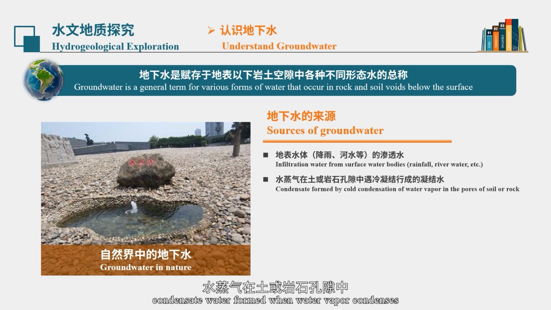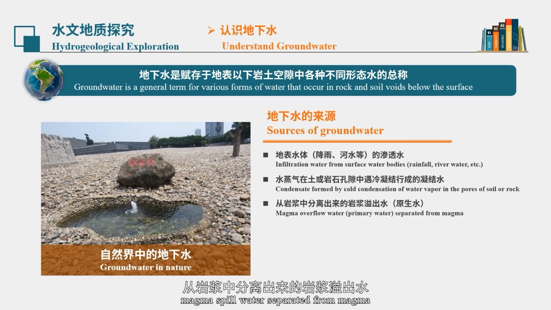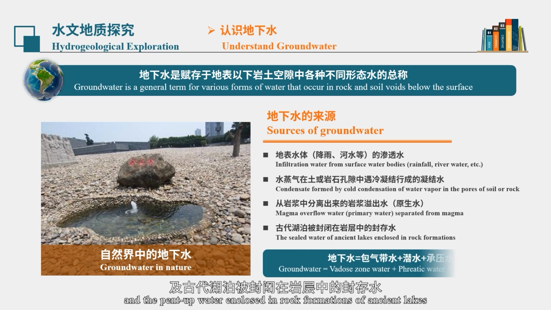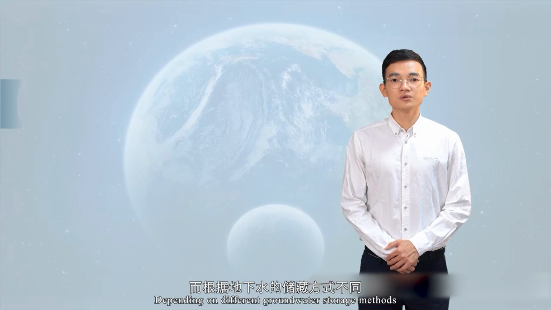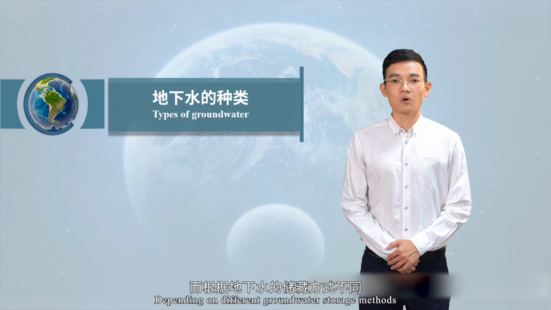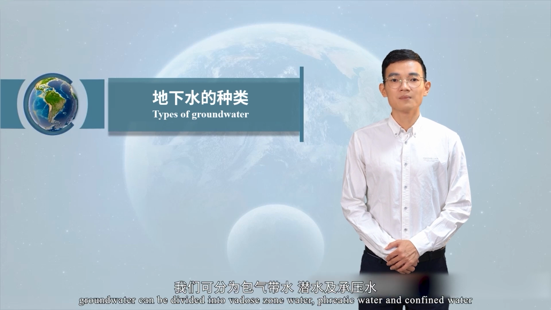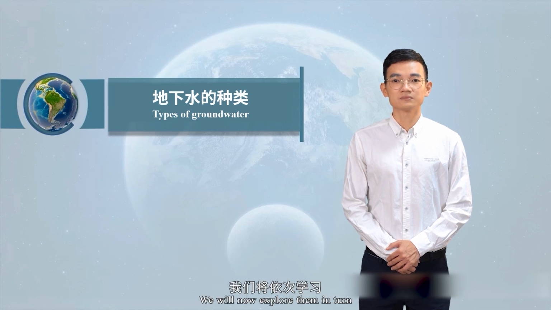Condensate water is formed when water vapor condenses in the pores of soil or rock upon cooling. Magma spill water is separated from magma, and there is also pent-up water enclosed in rock formations of ancient lakes. Depending on different groundwater storage methods, groundwater can be divided into vadose zone water, phreatic water, and confined water. We will now explore them in turn.